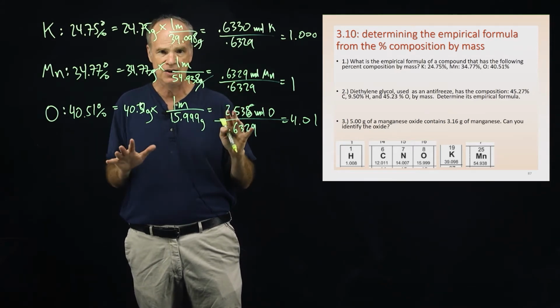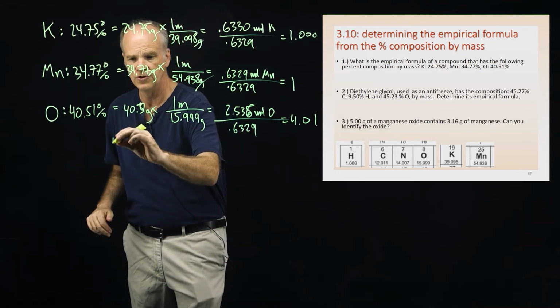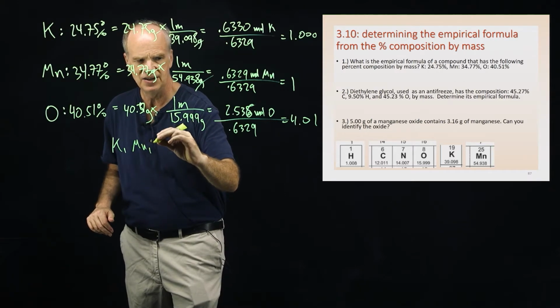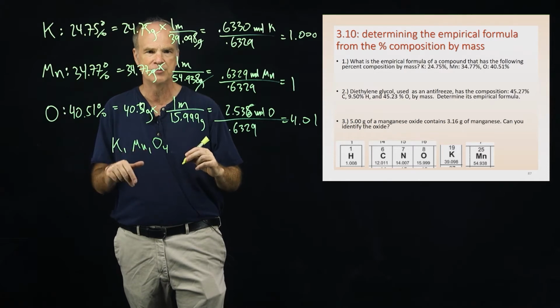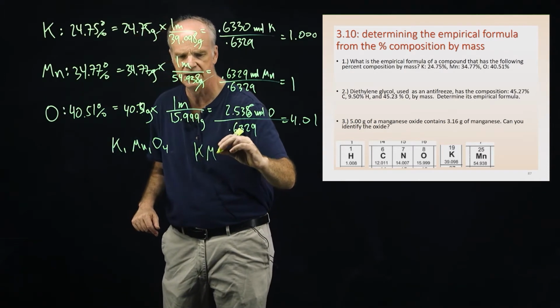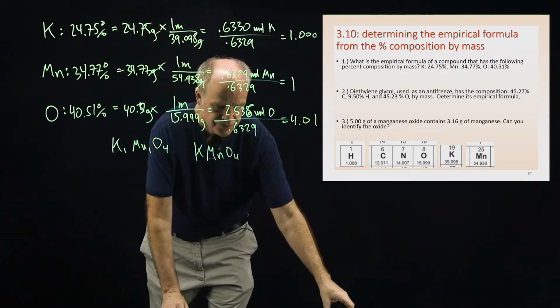So we can write out an empirical formula for this compound. There's 1 of potassium, 1 of manganese, and 4 of oxygen. And of course, you should never write subscripts of 1. So really the empirical formula in this case is KMnO4. Okay, let's move on to the next one.